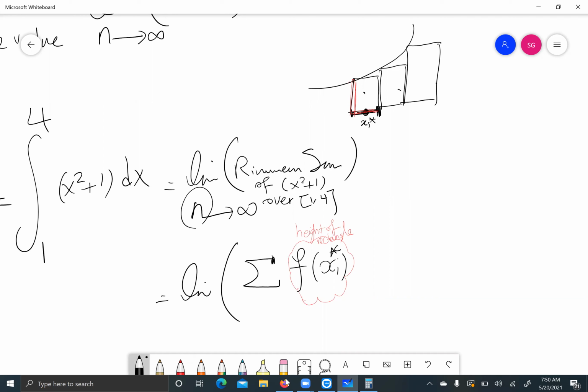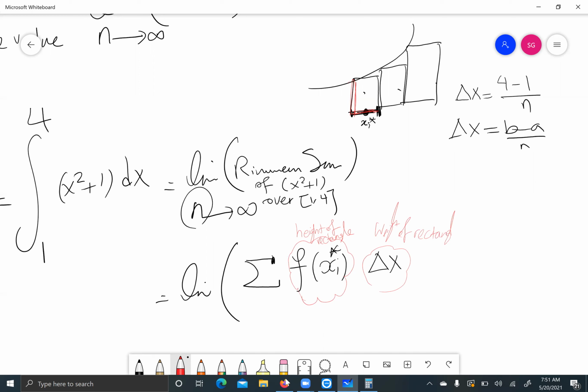And what is width? Width is delta x. What is delta x? Remember, delta x is that we divide the interval into subintervals. What is the interval? In this case it is 1 to 4, right? 4 minus 1 divided by n, the number of rectangles. In general, b minus a divided by n, which means that we divide the interval into n equal size pieces. The size of each piece is delta x, and that's going to be the width of the rectangle. So height times width gives us the area.